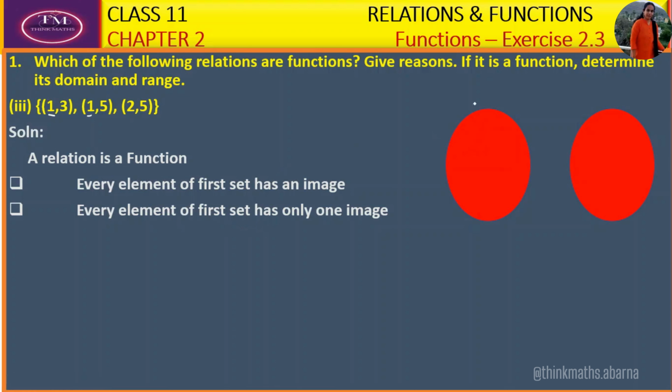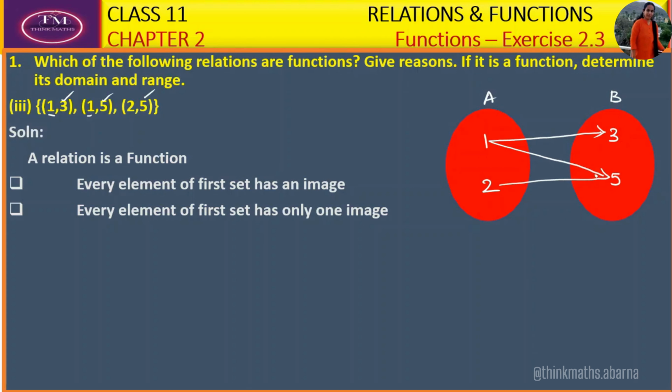Now if you draw the diagram, let us take the sets as A and B. What are the elements in the first set? 1 and 2. The second set has 3, 5. So 1 has been marked to 3 and 1 is marked to 5. 2 is marked to 5.